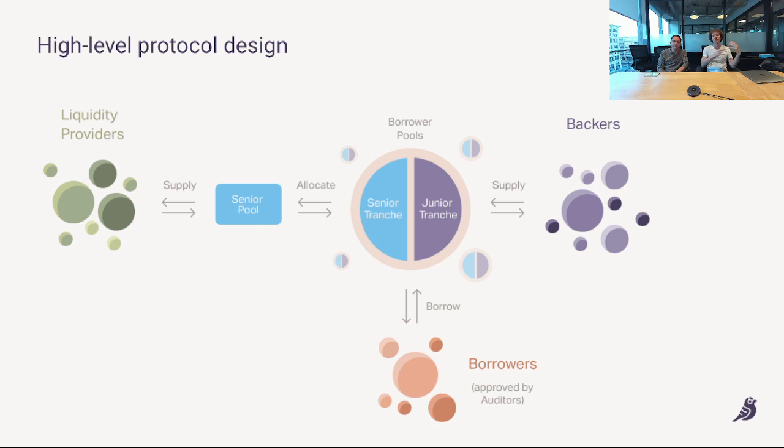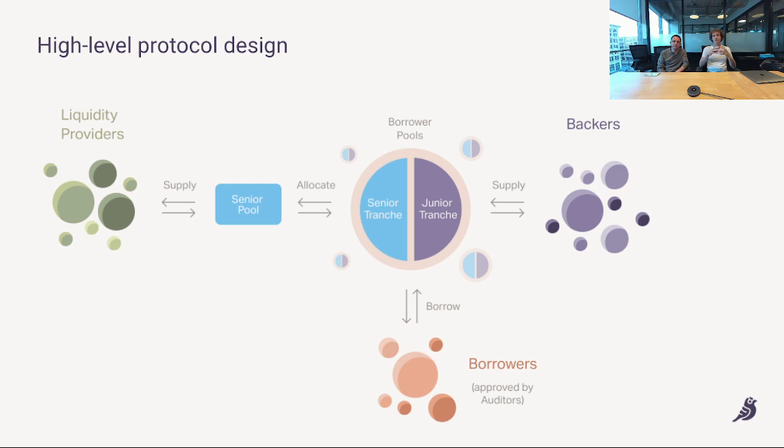The senior tranche, the capital is supplied by liquidity providers. And as the junior tranche and the senior tranche are filled, that then sort of completes the borrower pool, and the borrower is able to then draw down that capital, use it as they will. They make their repayments, and hopefully everything is good to go. And so that's how all these pieces fit together.